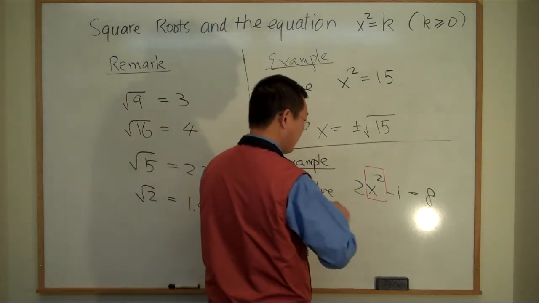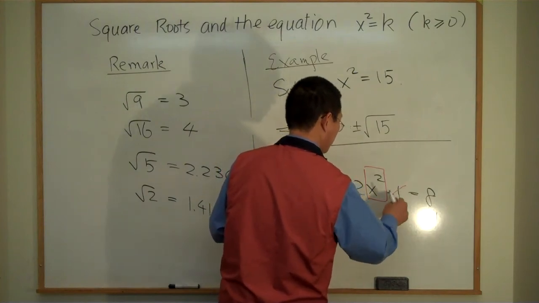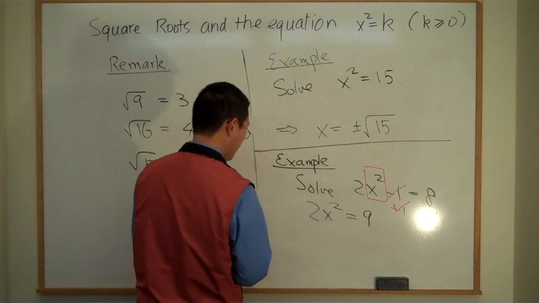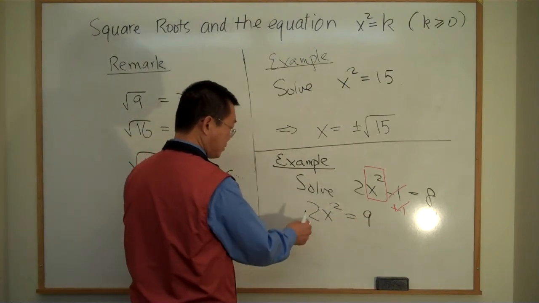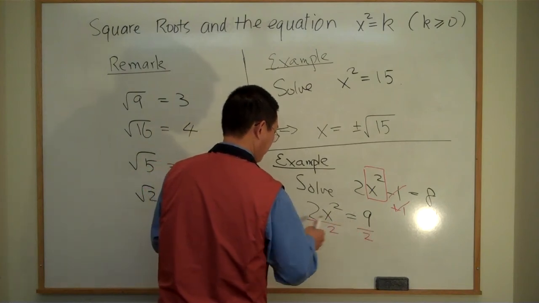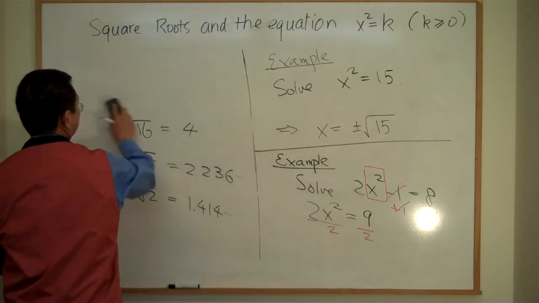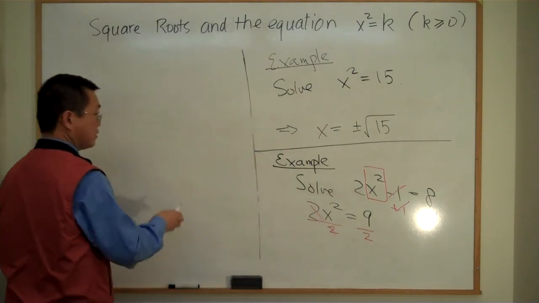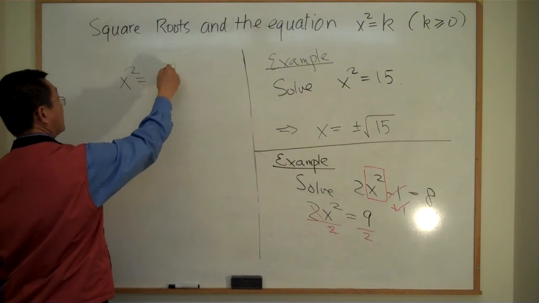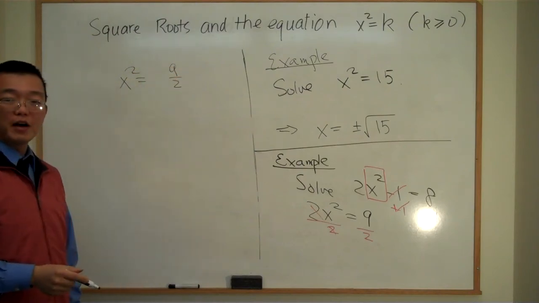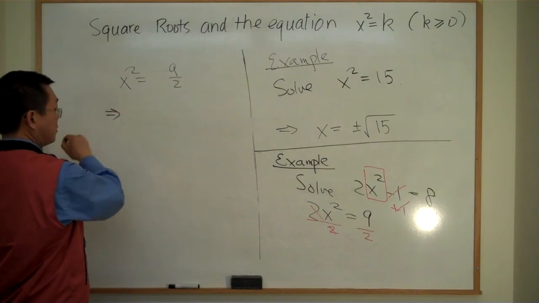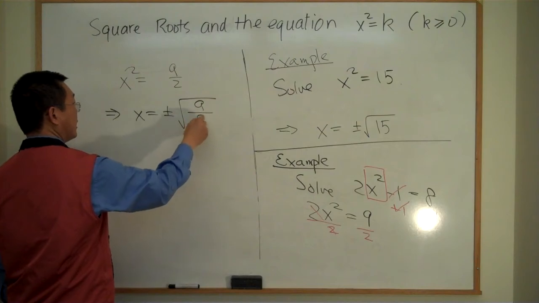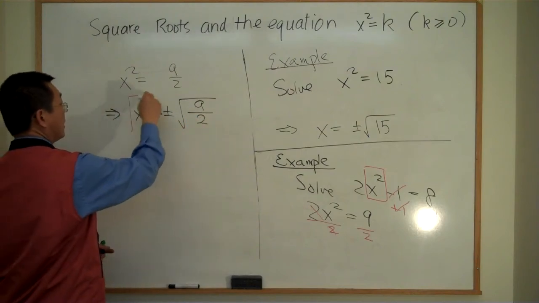So I would add 1 to both sides. So I have 2x squared equals 9. Okay, I still need to isolate x squared, so I divide by 2. So I have x squared equals 9/2. This is 4.5. Okay. So finally, x is plus minus the square root of that number, 9/2. And that is our answer.